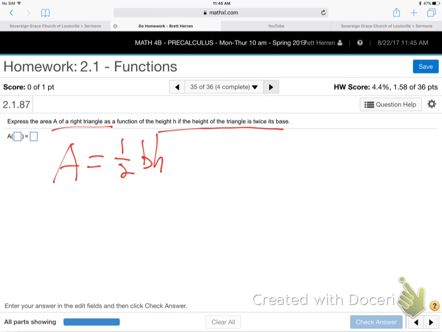1/2 base times height. Remember that old formula? You get a 3x5 card in the exam. If you're a little rusty on some of those, you can just write that down. Anyway, here's the trick about what they want me to do. What they're saying is, basically, write that. Good so far, but they're giving me a special rule here.